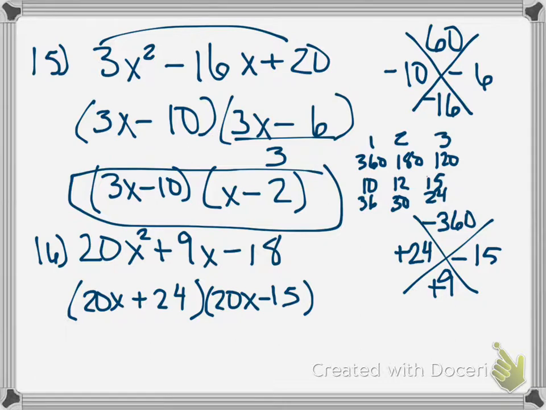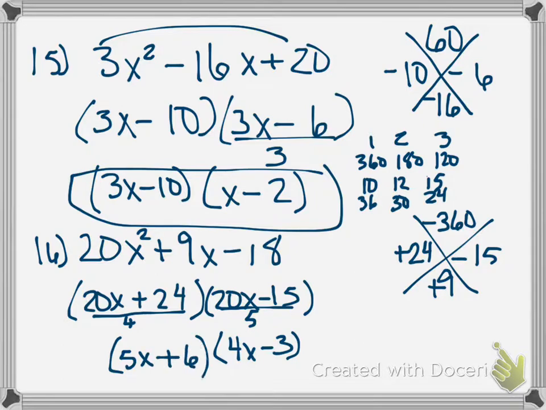Now, here's the thing you've got to be careful of when the numbers are not prime. 20 is not prime. Neither of those parentheses is divisible by 20. But that means then both parentheses are going to be divisible by something else. So like the second one I can divide by 5, and the first one I can divide by 4, and this would be my simplified answer. And one quick easy way to check, 5 times 4, multiply the first times the first, it gives me 20x. 6 times negative 3 gives me negative 18. So there's an easy way to check my work, and there you go.